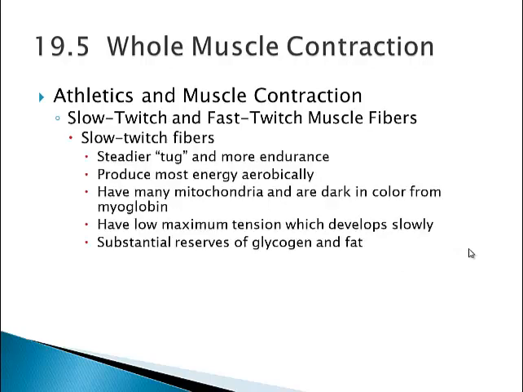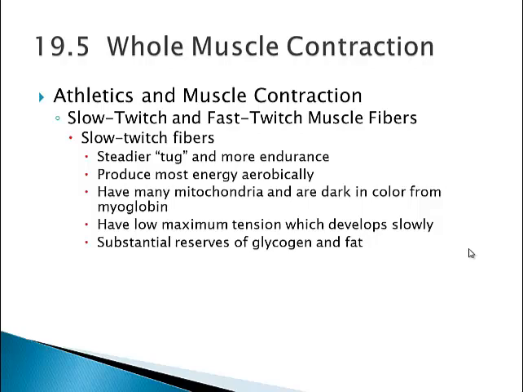There are different types of muscle fibers: slow twitch fibers and fast twitch muscle fibers. Slow twitch fibers provide a steadier tug, and they're known for more endurance. These are going to be helpful for long distance running, jogging, biking, or swimming. Slow twitch fibers produce the most energy aerobically with cellular respiration.